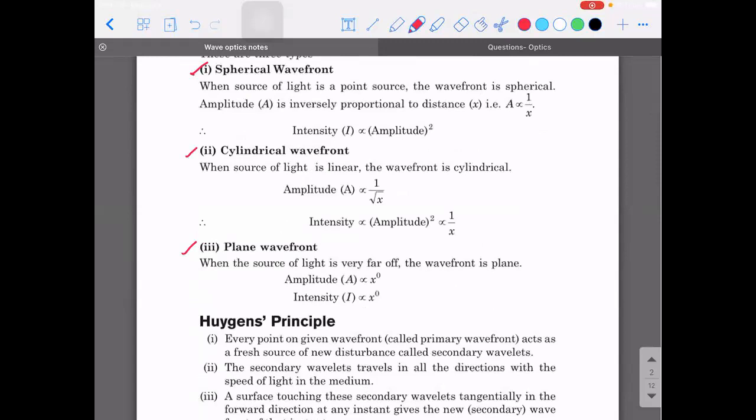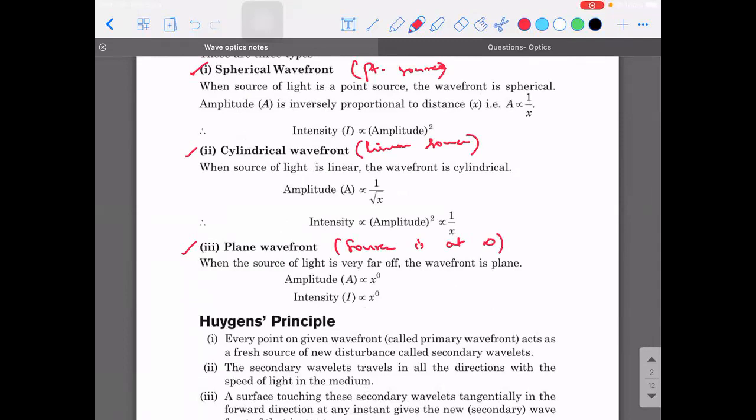What is a spherical wavefront? It is produced due to a point source. When is a cylindrical wavefront produced? It is produced due to a linear source. When is a plane wavefront produced? When the source is at infinity.